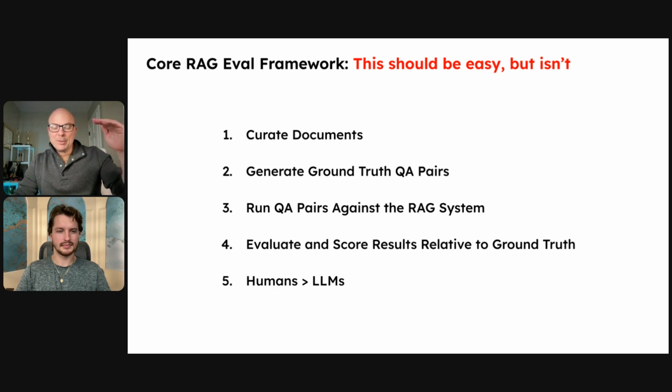So it's really simple. You curate documents, you generate QA pairs, which become ground truth, so questions and answers about those documents. You run those pairs against a RAG system, and you compare the original QA pairs, that ground truth, versus what the RAG provides as an answer. That's really simple, but we're going to tell you why, step by step, it's actually problematic, and then how to solve it.